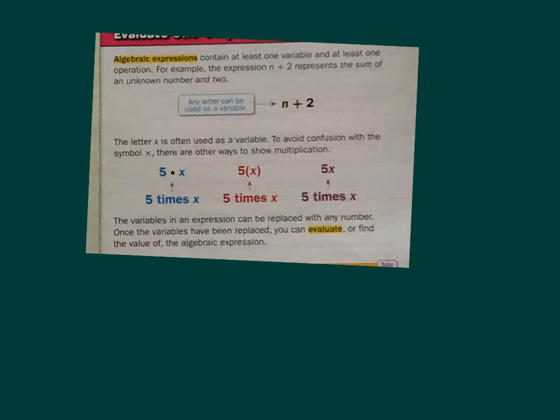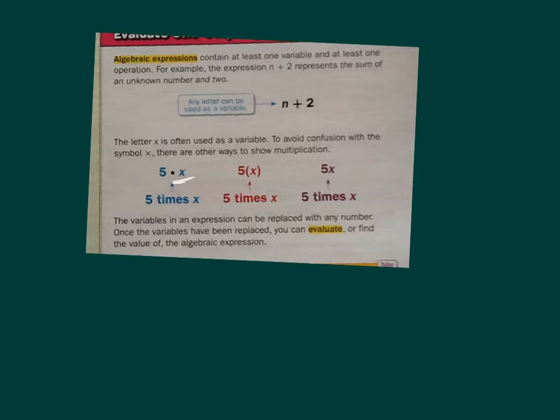Another vocabulary word is going to be algebraic expressions. They contain at least one variable and at least one number. At least means it could be more than one variable and more than one number, okay? So the letter x is often used as a variable to avoid confusion with the symbol ×. As we talked about, x is very common.